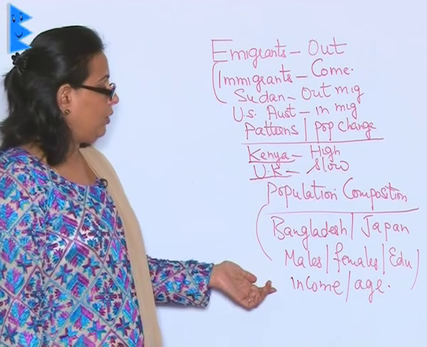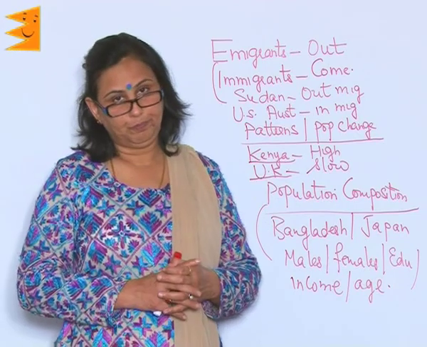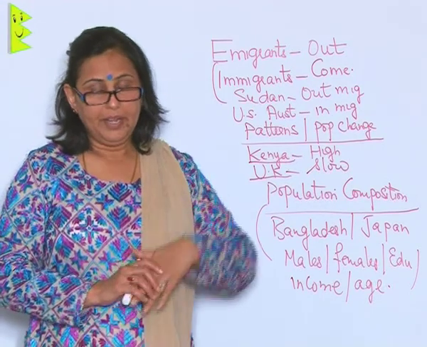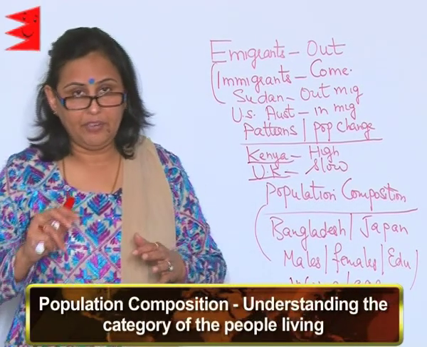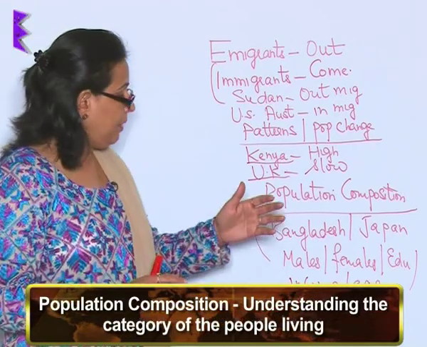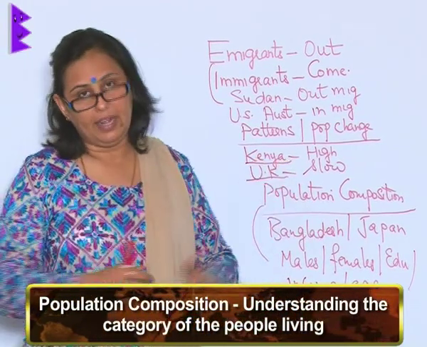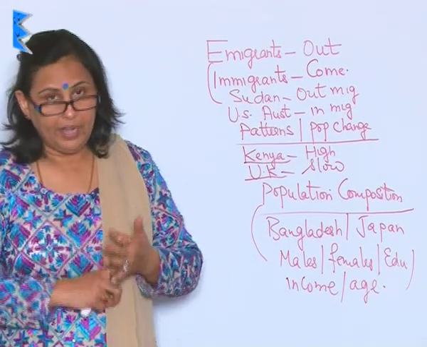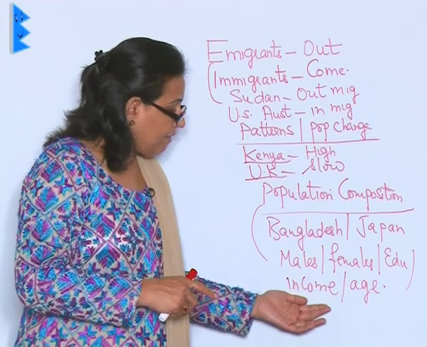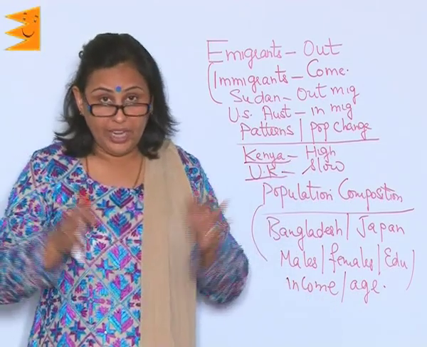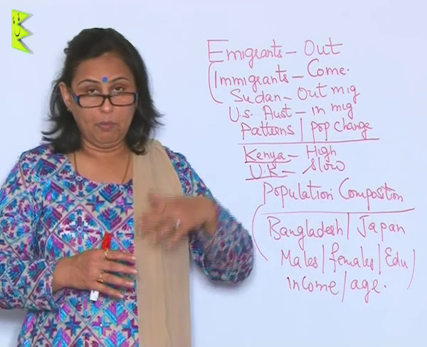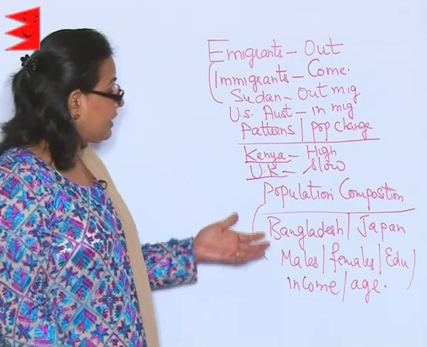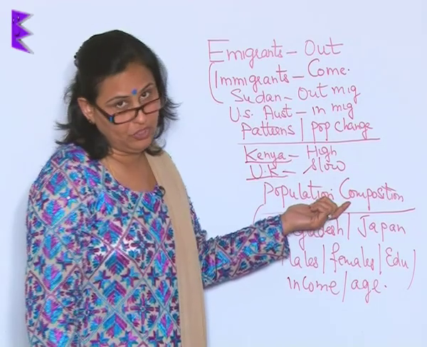Now let's move on to the population composition. Simply, first of all, what is population composition? It just means that when we try to understand the people living, what category they are in, in all contexts, whether they are more males or females, educated, uneducated, whether they have high income, low income, in which age category, young or old, and more of dependent population or the independent population, all this counts for the population composition chart.